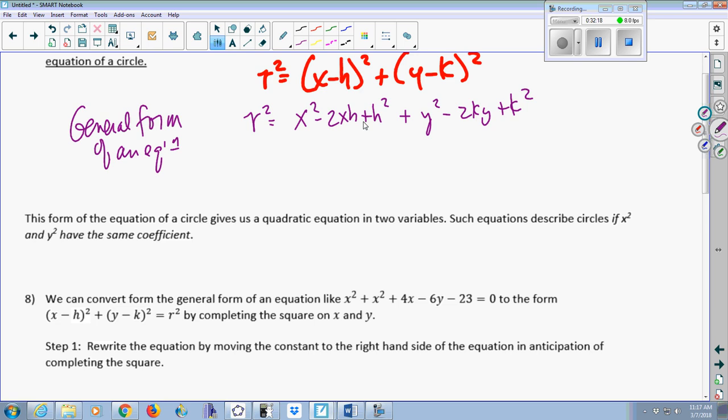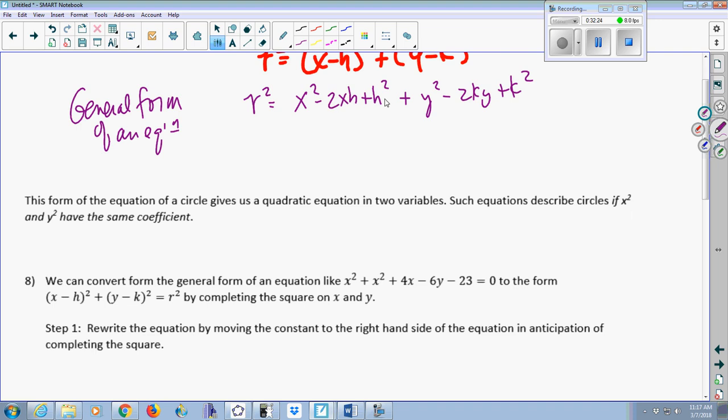Now remember, h and k are just constants here. So once you know the value of h, this becomes some number times x, this becomes a constant, k some number times y, and then another constant. It just looks a little scary in this form. So this form of an equation gives us a quadratic equation in two variables.